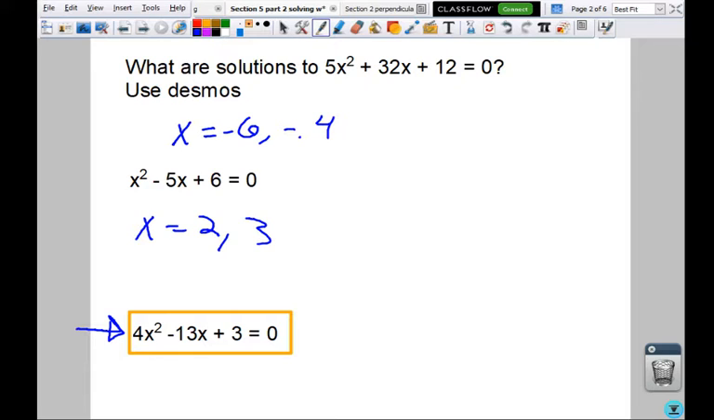How do you get that? Same thing. Plug it in. What do you have to do? Graphing. Plug that whole thing into it.